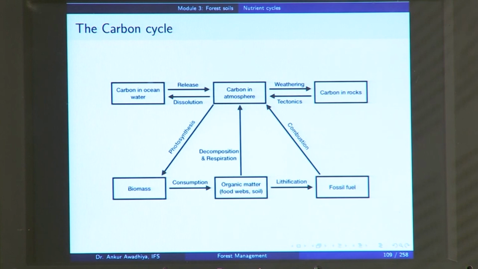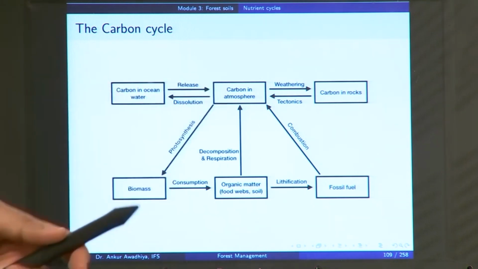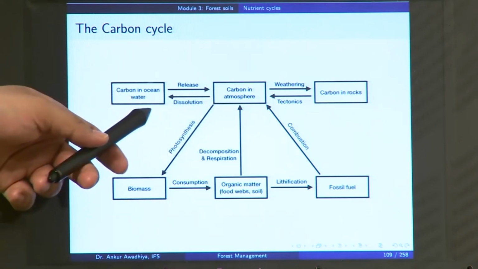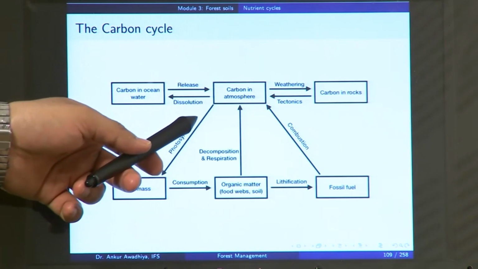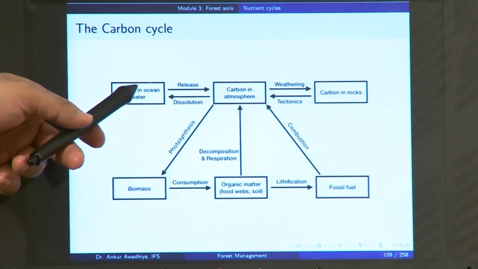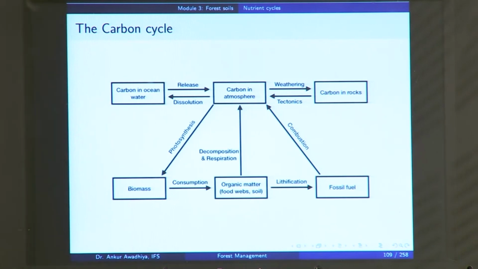So, how does this interaction happen? You have carbon in the atmosphere, and when there is rain, then some amount of this carbon dioxide will get dissolved in the rainwater, and when this rainwater gets to the oceans, you have carbon that is there in the ocean water in the form of dissolved carbon dioxide or in the form of carbonic acid.